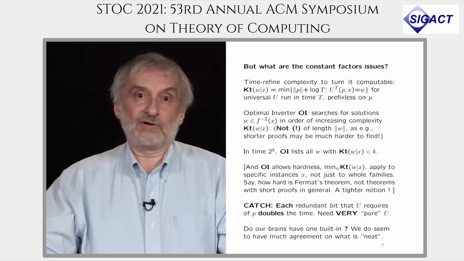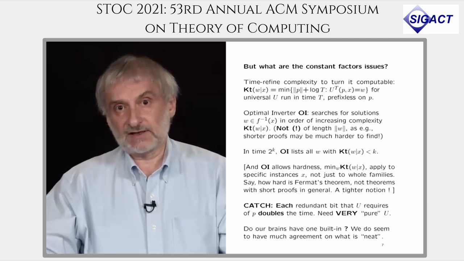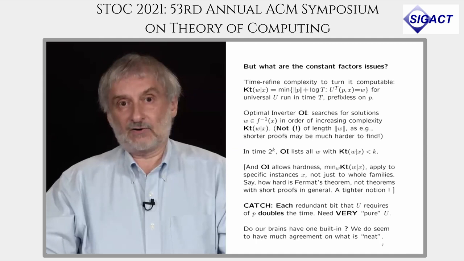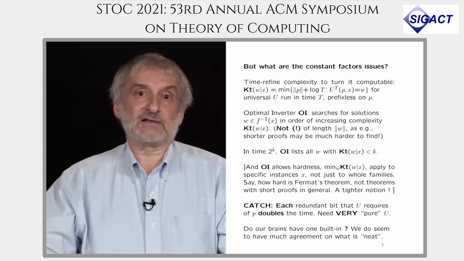Let me now go into some little technicalities to see what issues are involved in understanding these constant factors. We look at the optimal search for an inverse W of a fast algorithm F, given the output X it must produce on W.